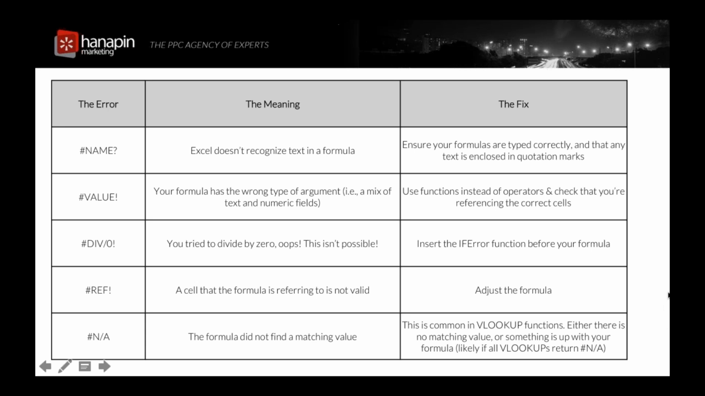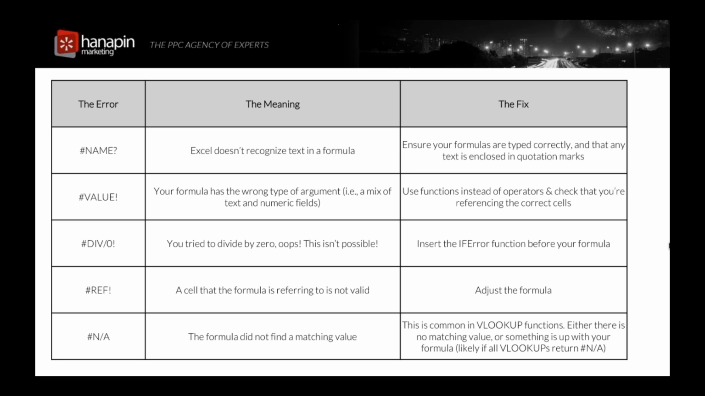So that first one at the top is the name error. That's where Excel doesn't recognize text that you've put in a formula. What you want to do to fix this is just make sure you're typing your formulas correctly. Typos have a sneaky way of getting into your formulas, and that will more often than not give you an error. And it's also important to make sure that any text that you're typing in your formula is enclosed in quotation marks so that Excel will recognize it as text.